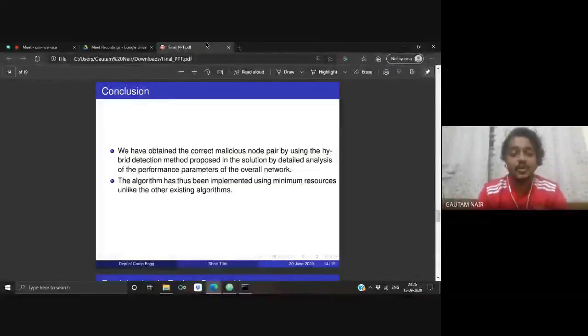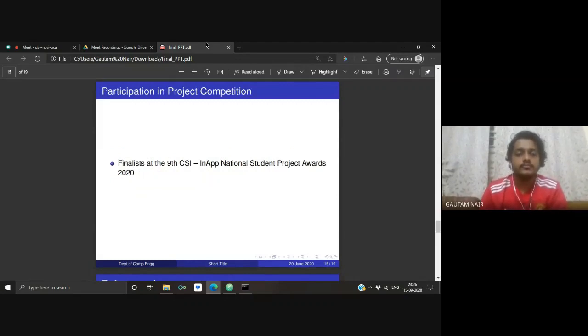At the end of this, what do we get? We've obtained the correct malicious node pair by analyzing the performance parameters. One of the features of this process that we have designed is implementing the algorithm using minimum resources. Now let's go through the demo in detail.